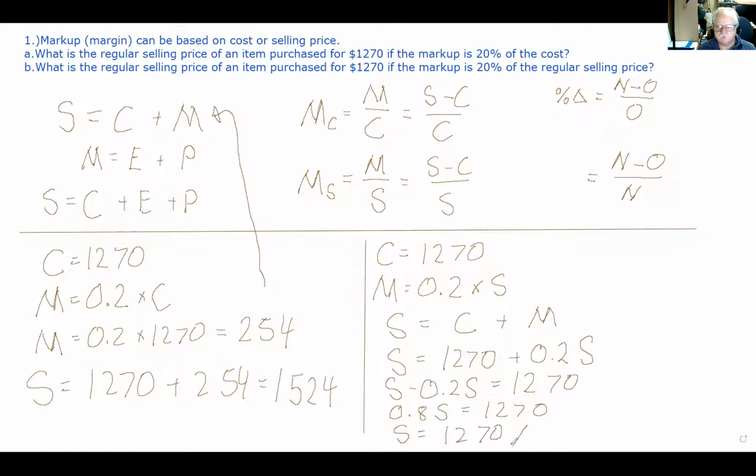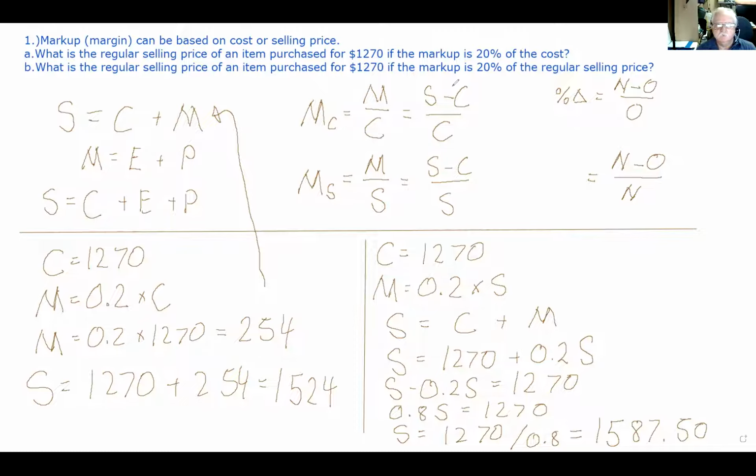And now this is going to be S equals 1,270 divided by 0.8. And now a calculator will allow us to figure that out. So this is becoming, and I can see the answer in the chat box, 1,524.8750.